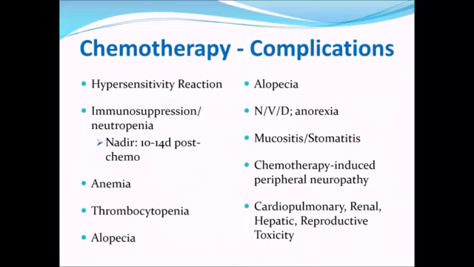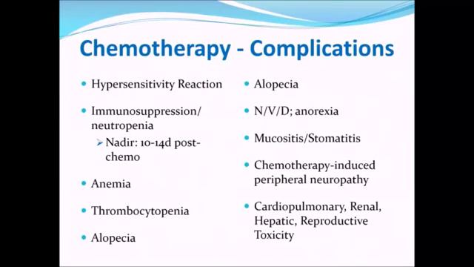Alopecia is the loss of hair. And because chemotherapy is typically given systemically, we think about that as the loss of hair on their head. But you can also lose body hair as well. Actually, I have alopecia on there twice. Okay, so both places.